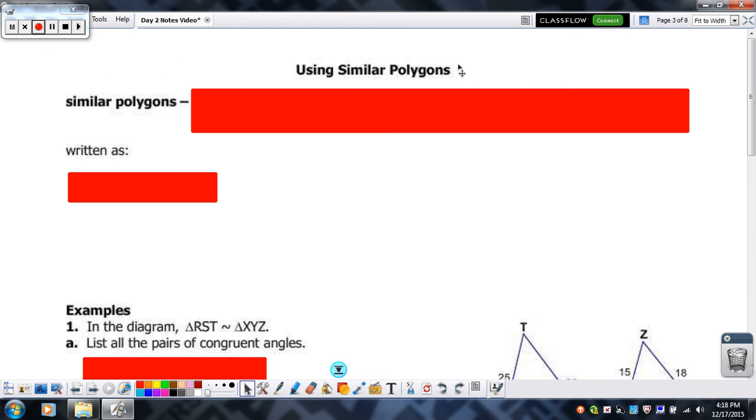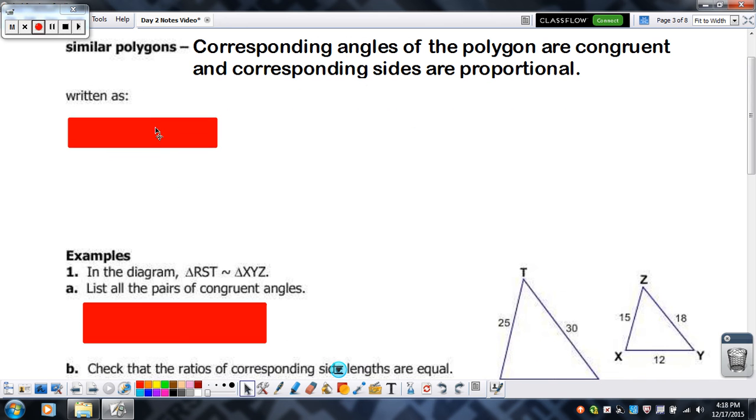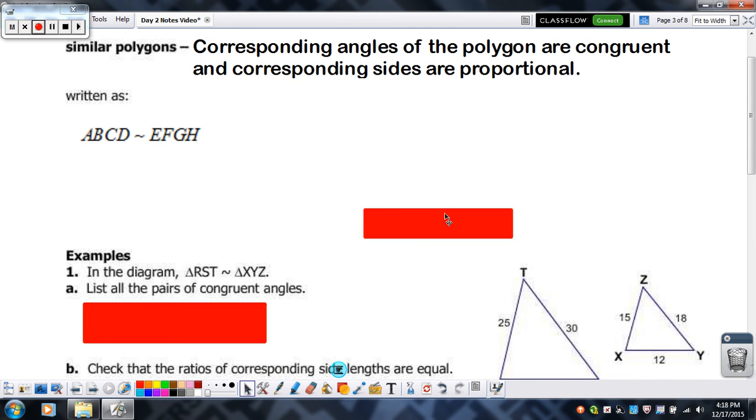Next, the lesson for today is on similar polygons. Here's a definition for similar polygons. They are polygons that have corresponding angles congruent, and the corresponding sides are proportional. So that's why we practiced so much proportions last class. The way you write a similarity statement is with this little tilde in between. So this would be read A, B, C, D is similar to E, F, G, H.